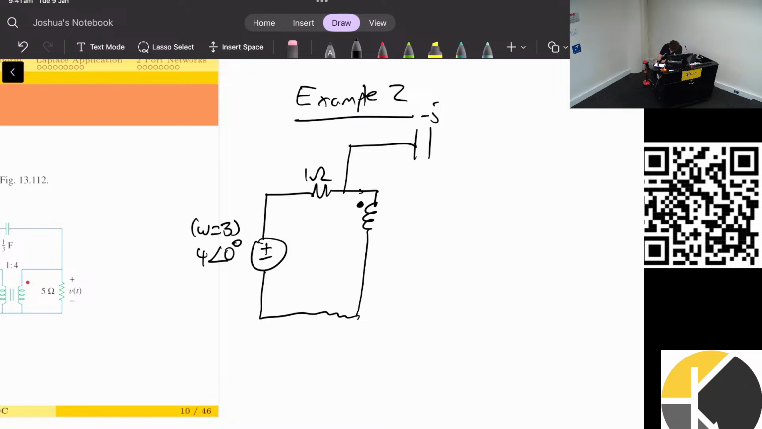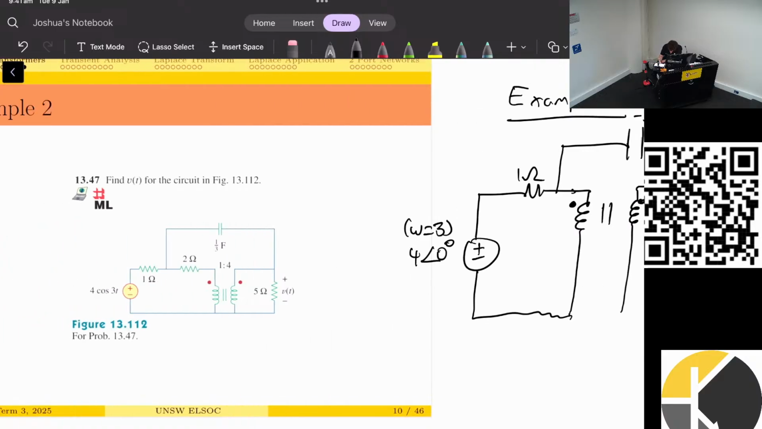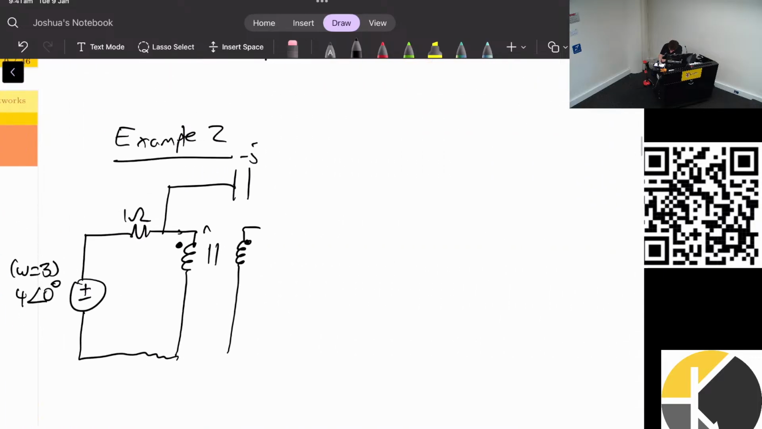Notice they've given us our dots. We don't get to just decide the dots. Here, they've given us N secondary is equal to 4, and N primary is equal to 1. Right? What does that mean? Well, that means N equals 4. And we can just write that in.